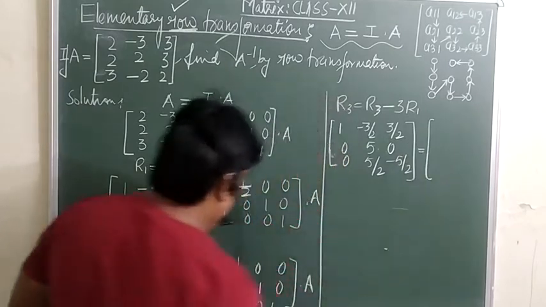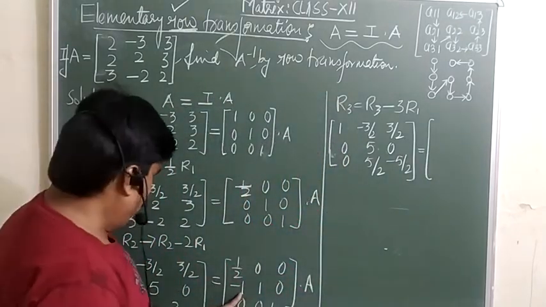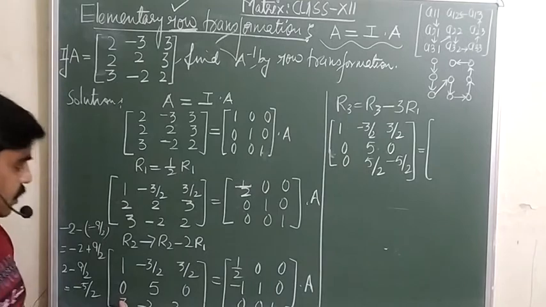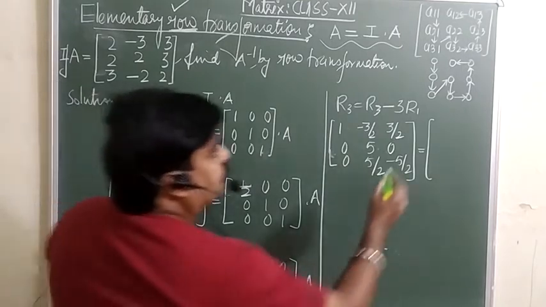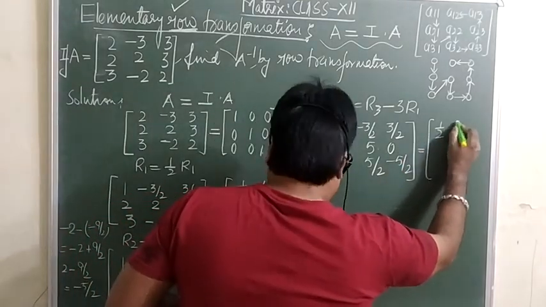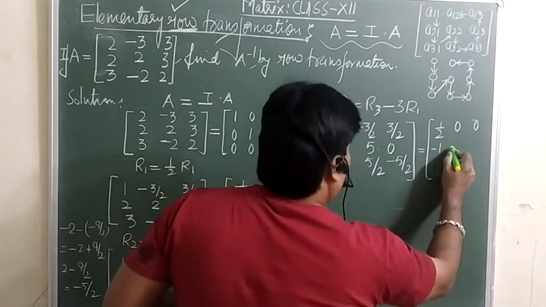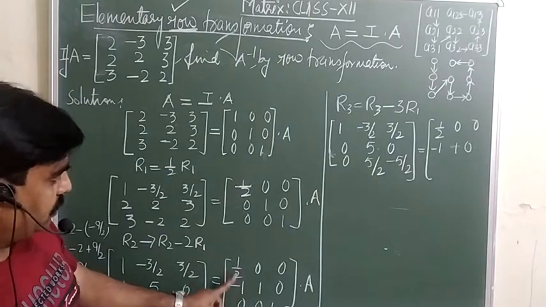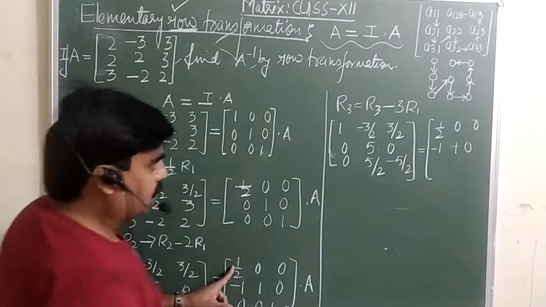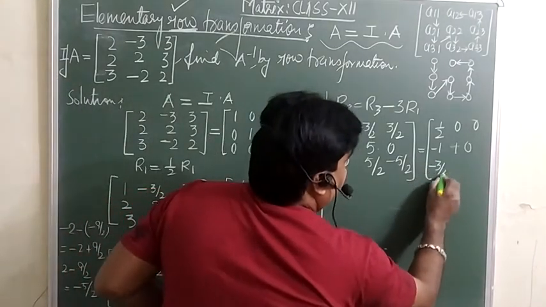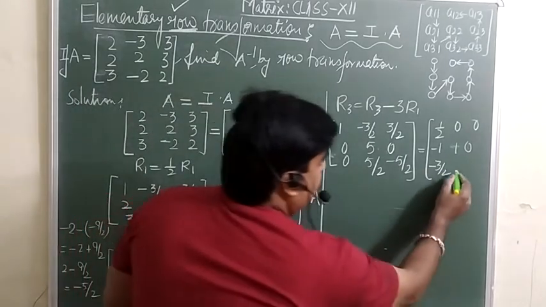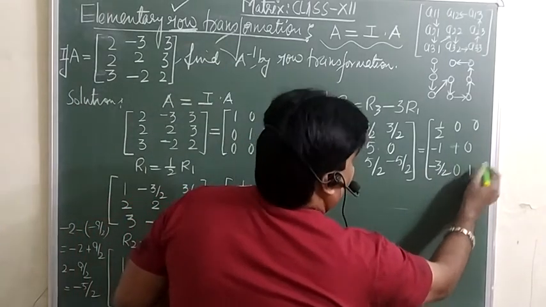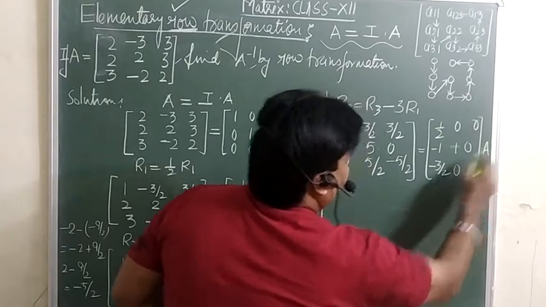Same operation we will do here only. These first 2 will remain as it is because we are doing the operation in the third row. So this is 1 by 2, 0, 0, minus 1, 1, 0, and 0 minus 3 times of this one you are doing. So 0 minus 3 by 2. This is 0, it will remain as it is, 0, and this is 1 into A.